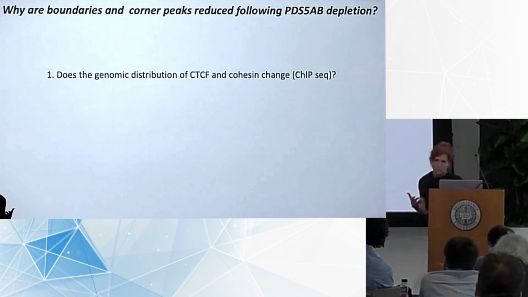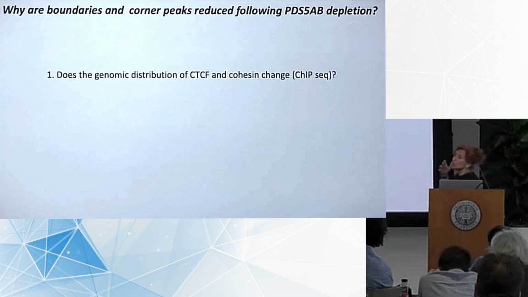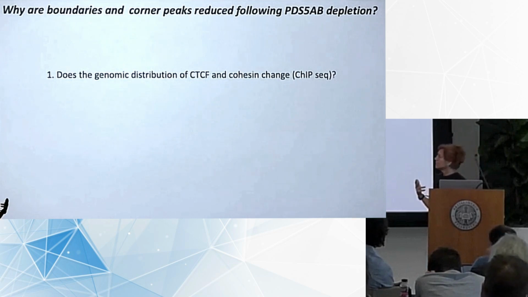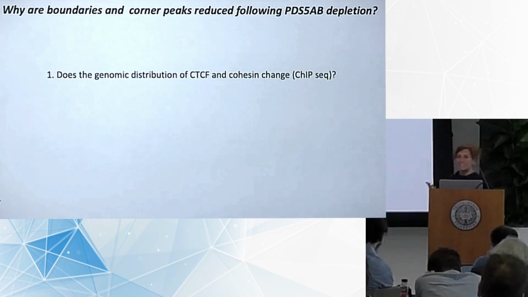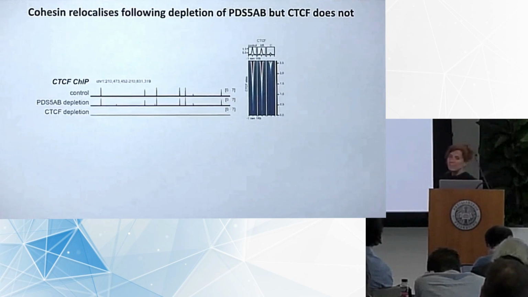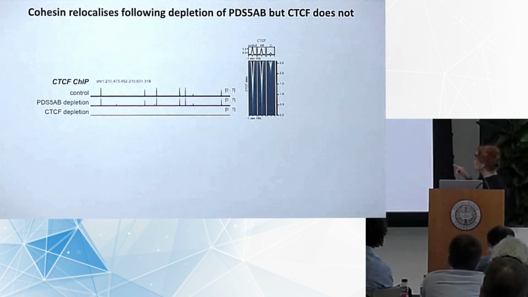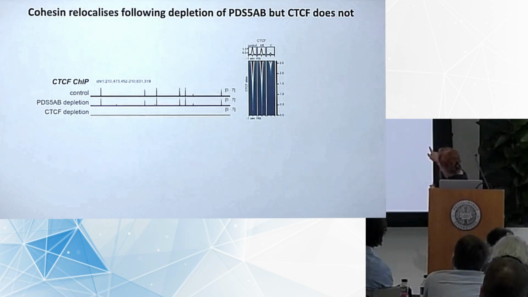Now, the main question of this talk is going to be, why are boundaries and corner peaks reduced upon PDS5AB depletion? To answer this first question we asked, are the CTCF levels still the same? Because if CTCF is not there, then that could be the reason why cohesin does not stop at CTCF sites. And we looked at the ChIP-seq of CTCF. Here you see one genomic region, and this is a quantitative ChIP-seq. You can appreciate that upon PDS5AB depletion, there is not a big difference to the control. However, if we deplete CTCF, we completely lose these peaks.